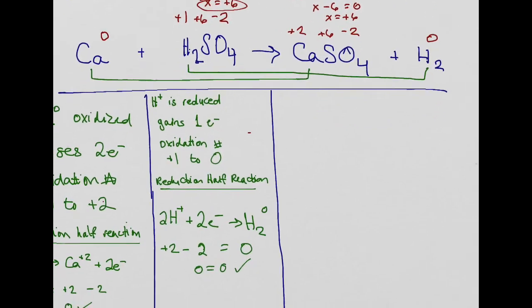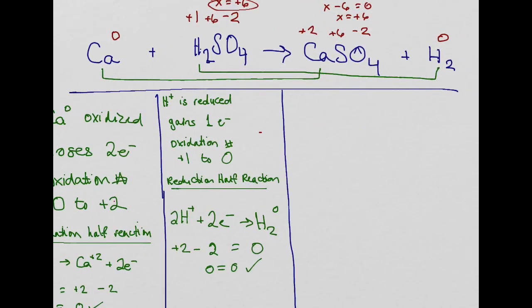All right, so let's just take a look at the products over here. So we're left with calcium sulfate and hydrogen. So these are the result of what happened on this side. So you had calcium getting oxidized, hydrogen getting reduced, and this is your result. And so therefore, this neither gets oxidized nor reduced, and that's it.